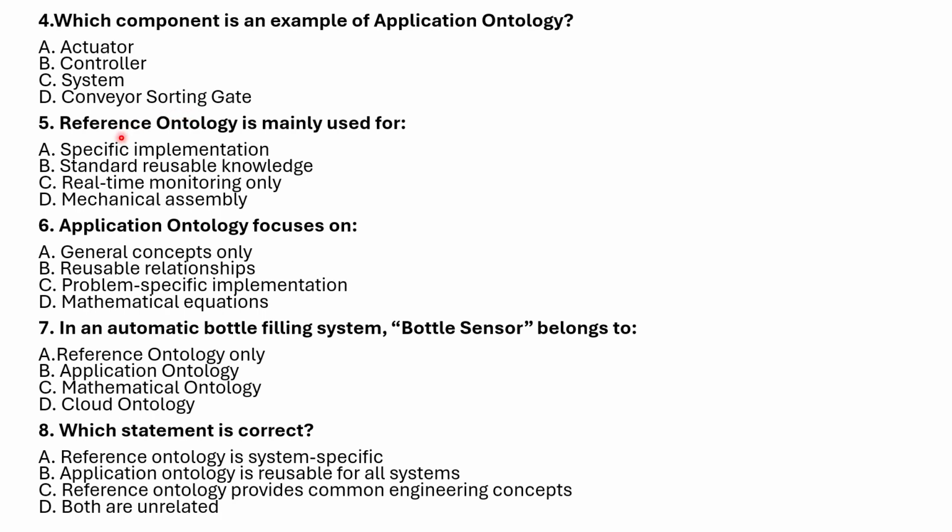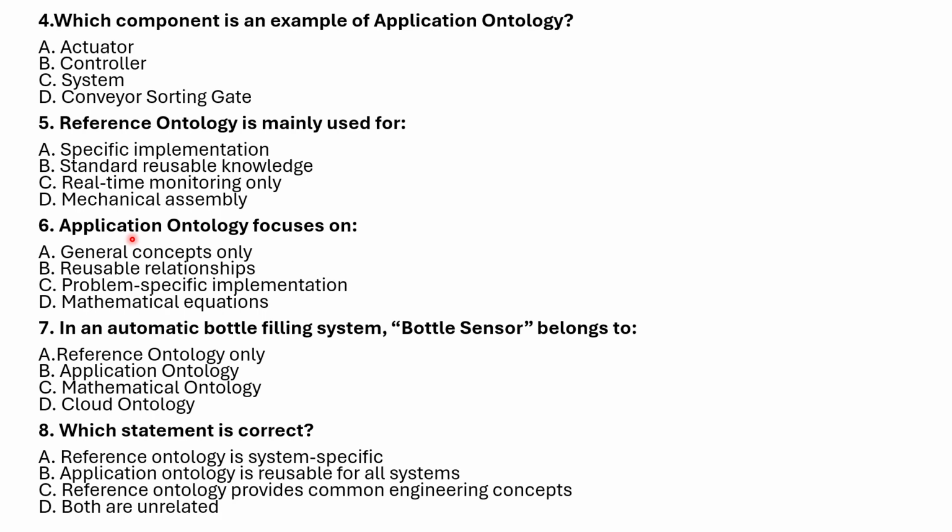Coming to the fifth one, the reference ontology is mainly used for. The options are specific implementation, standard reusable knowledge, real-time monitoring only, and mechanical assembly. So which is the correct answer out of these four? Answer is B, because the reference ontology is reusable knowledge. It's a standard reusable knowledge. All these three are considered the application ontology, but the reference ontology is basically a reusable knowledge.